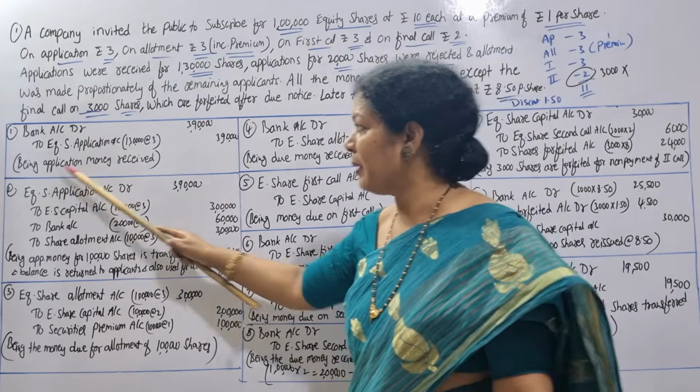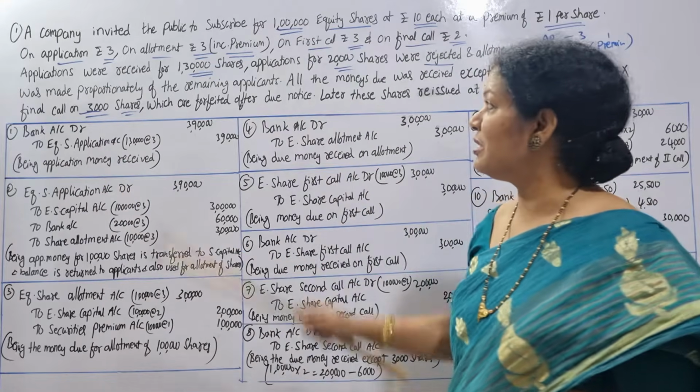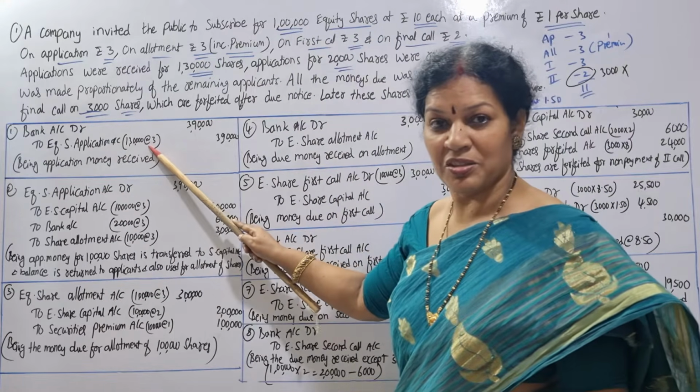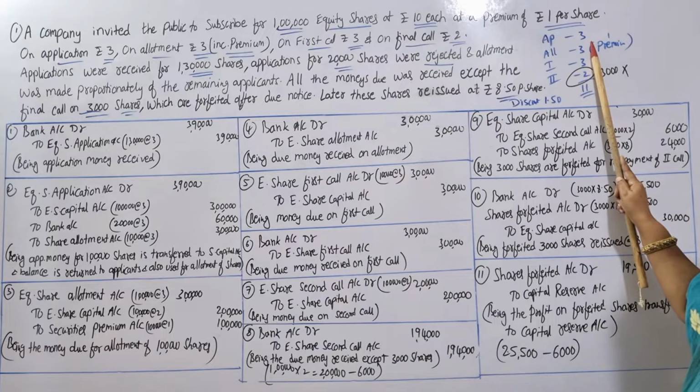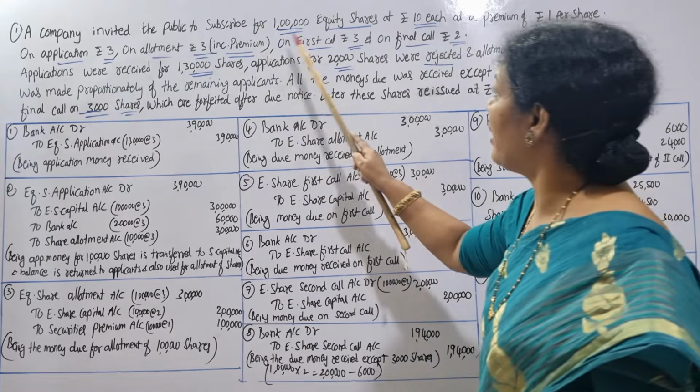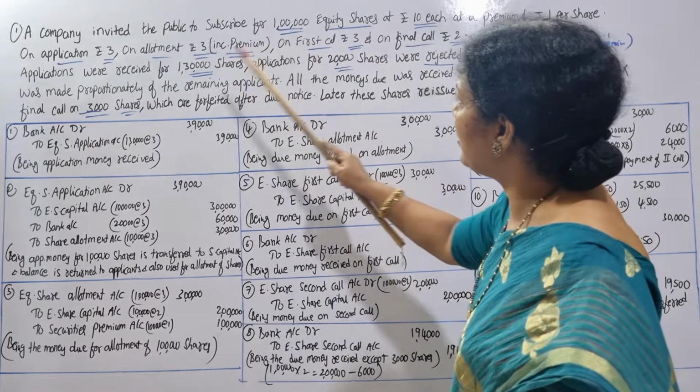So for that, being application money received. How much did we receive? 1,30,000 shares we got at the rate of 3 rupees. Application money is 3 rupees. How many shares did we receive? 1,30,000. Where is it? Here.